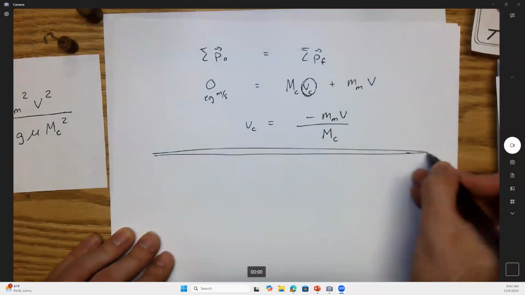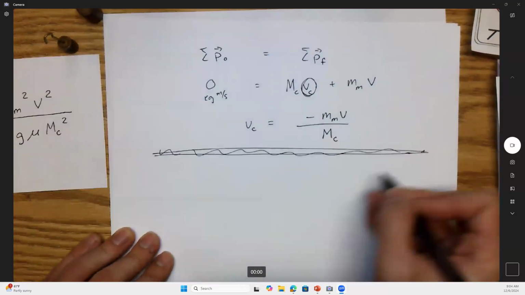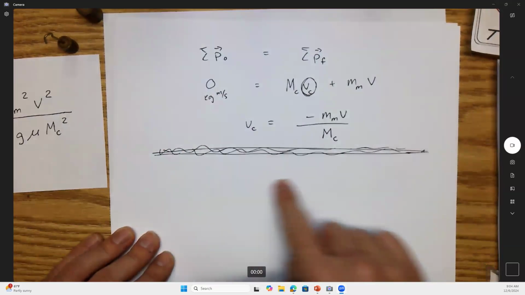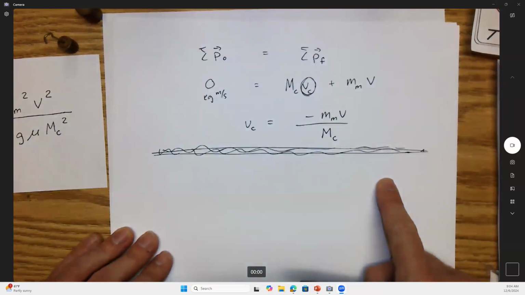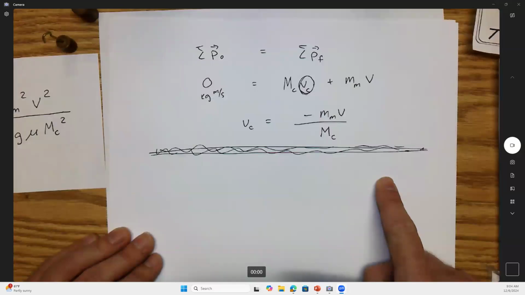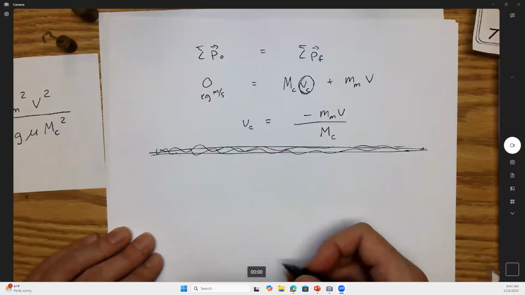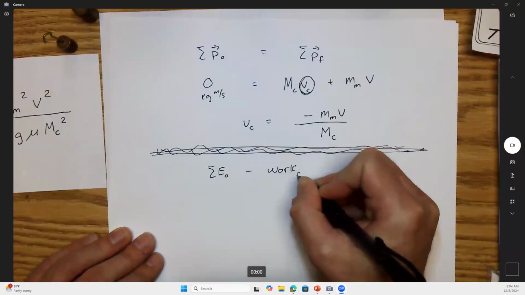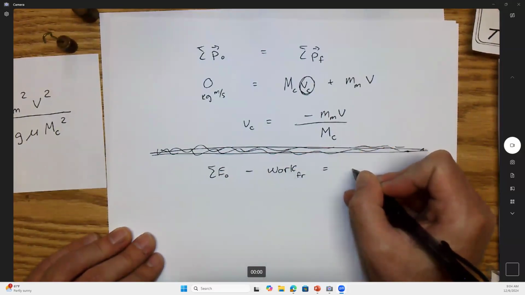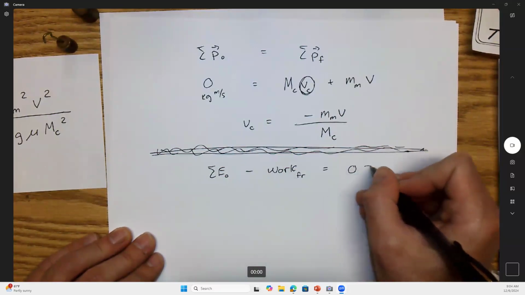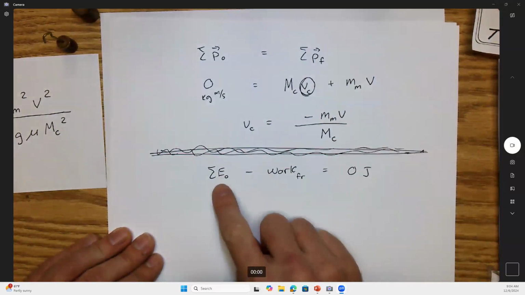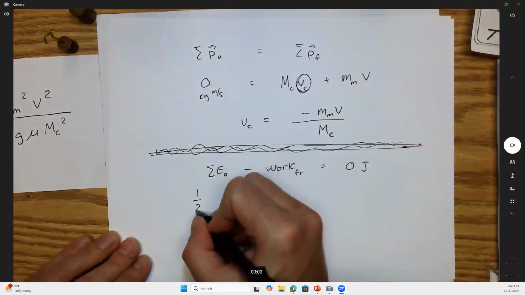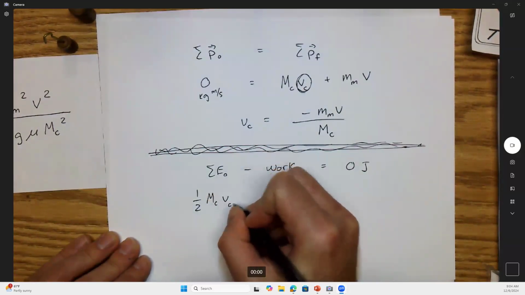Now, if you want to solve for how far the cannon slides, I think there are two ways to do it. Let's do an energy work method. Can you guys set up an energy equation? Kind of like a car braking to a stop. It'll be an open system. So sum of energy initial minus work done by friction goes to what if the cannon comes to a stop? 0 joules. Okay. And what type of energy did the cannon have right after the explosion? Kinetic. So there's your 1/2 mass of the cannon, speed of the cannon squared.